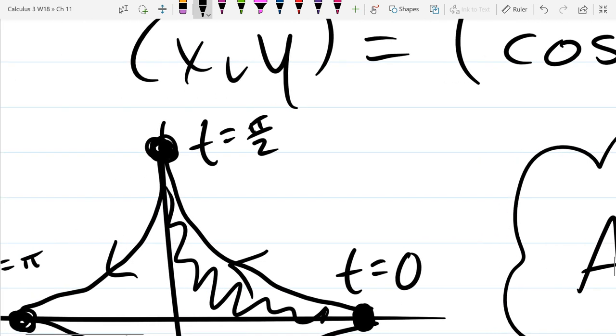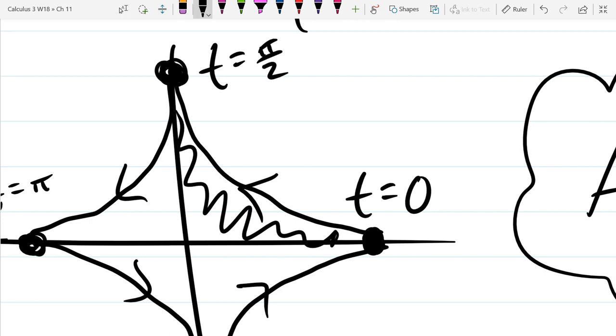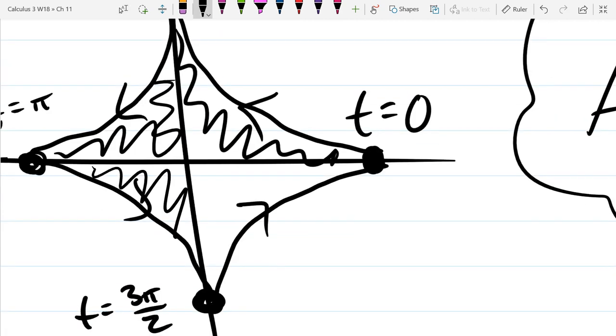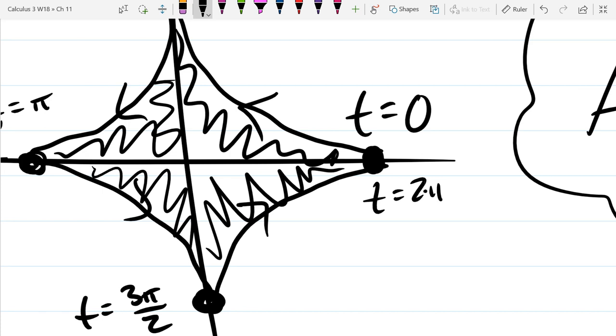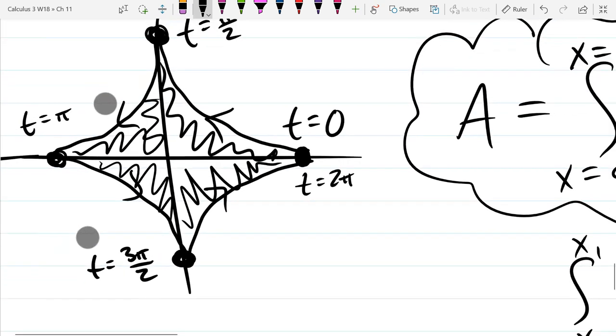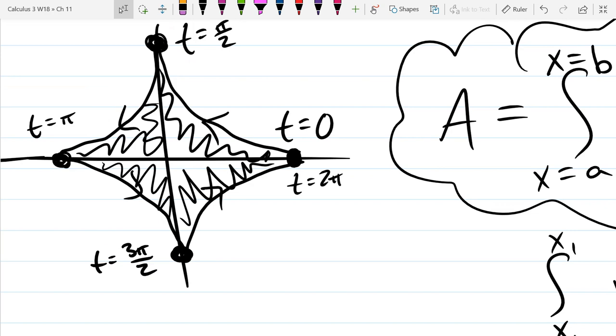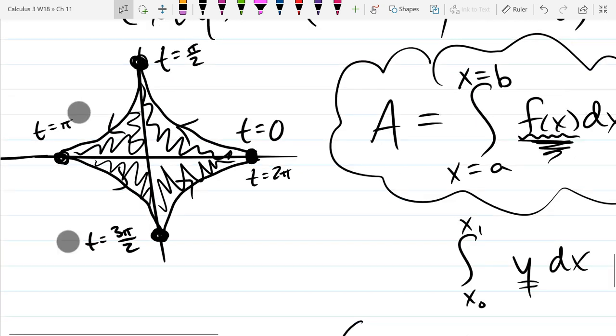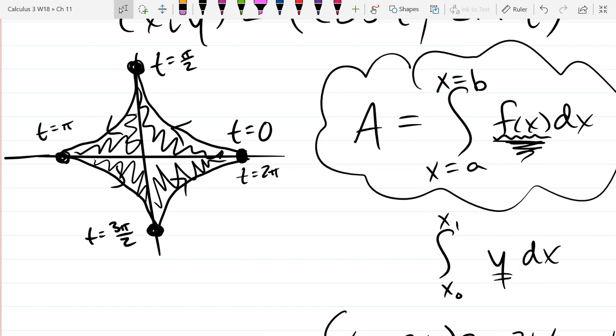If I go pi over 2 to pi, I will find this area. And if I go pi to 3 pi over 2, I'll get this area. And if I go 3 pi over 2 back to 2 pi, I'll get that last area. So if I go 0 to 2 pi, I'll have the full area right there. So I can either go 0 to 2 pi, or I could do any of these smaller ones and either double or quadruple the area. Doesn't matter. Let's just go all the way around, 0 to 2 pi.